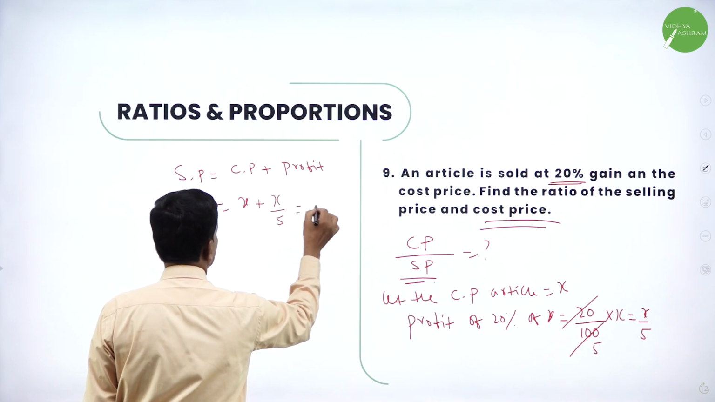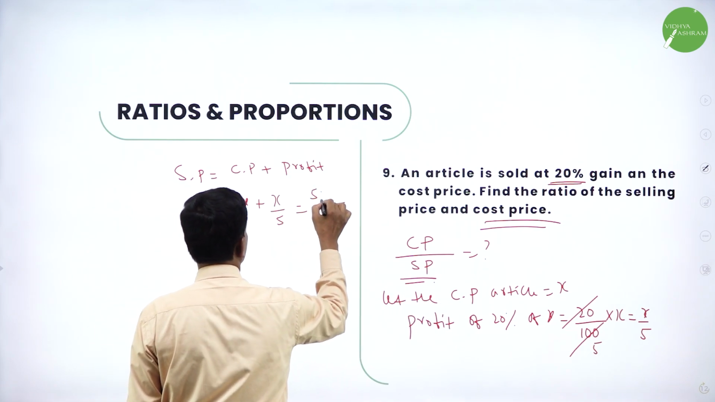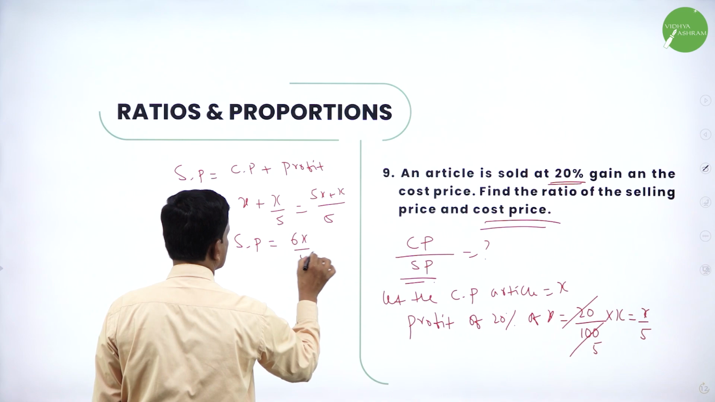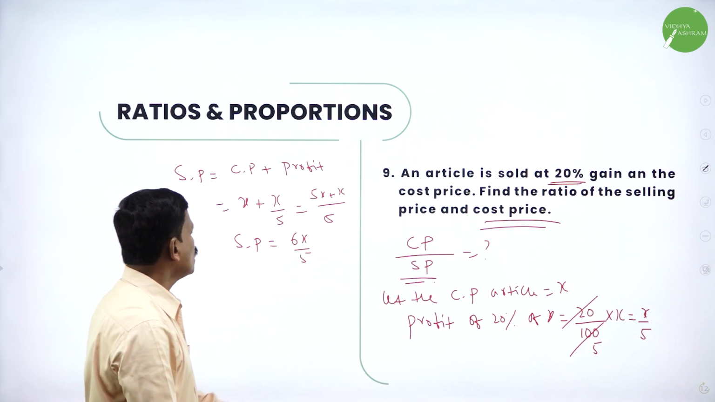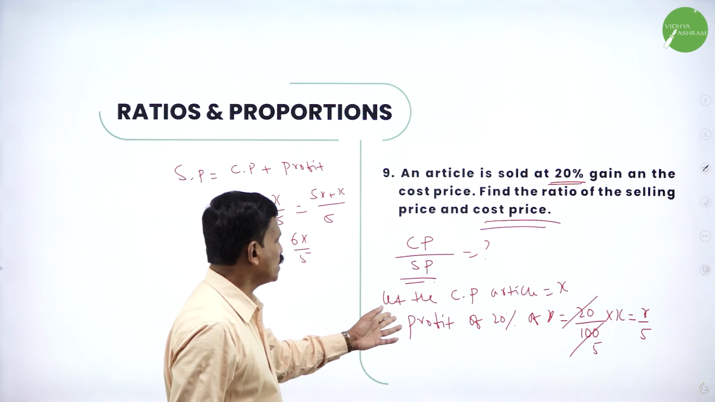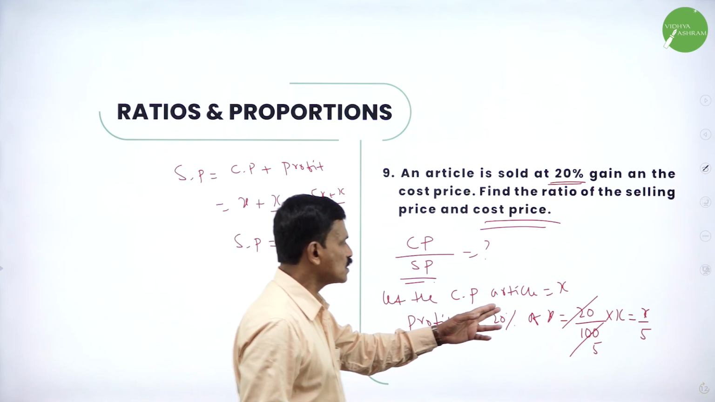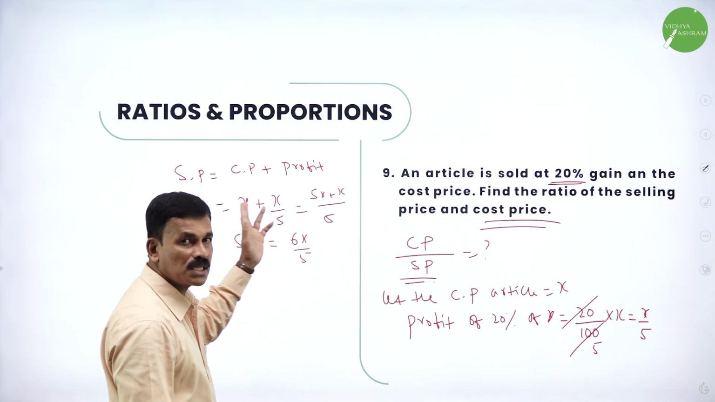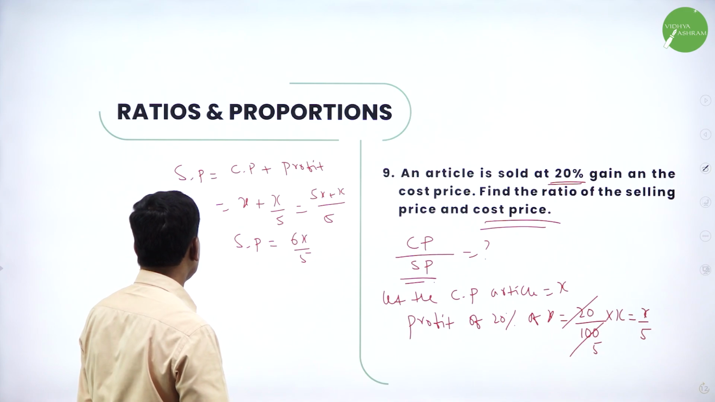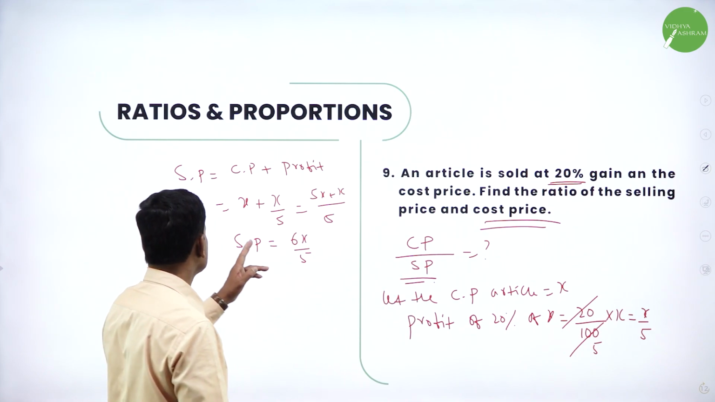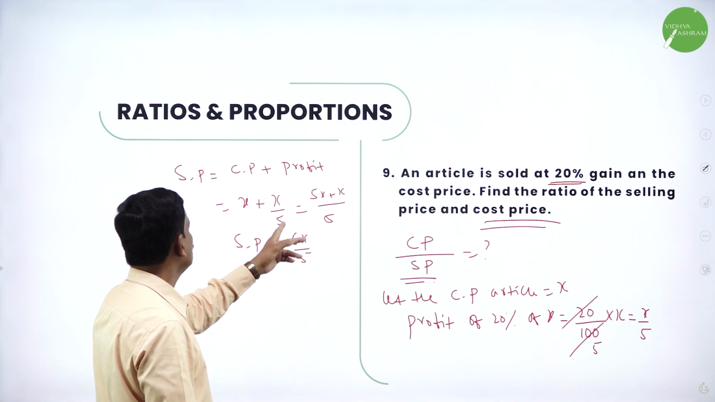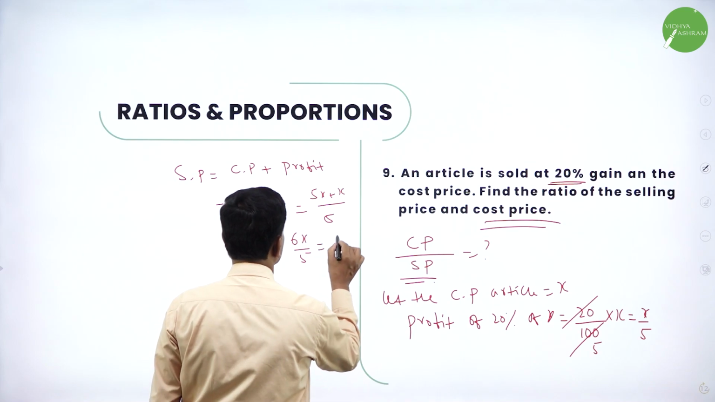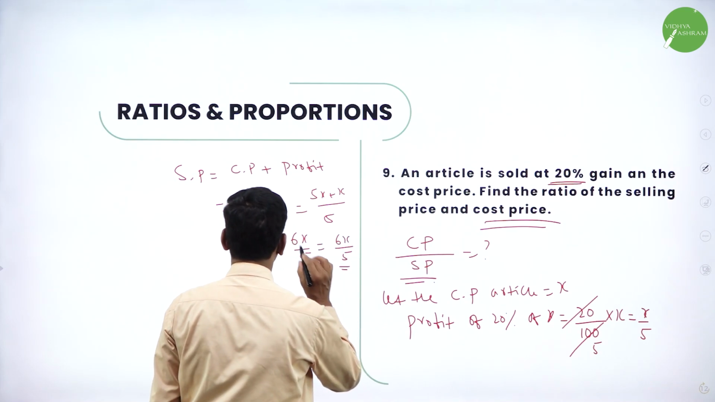X by 5. Take LCM. 5 is the LCM. 5x plus X. So here SP, selling price, is equal to 6x divided by 5. Right. See here, let the cost price of an article be X. So the profit of 20% of X is 20 by 100 into X, which is X by 5. Since we know the formula, selling price is equal to cost price plus profit. Cost price is X and the profit is X by 5. X plus X by 5, take LCM. 5x plus X is 6x divided by 5. 6x divided by 5 is the selling price.